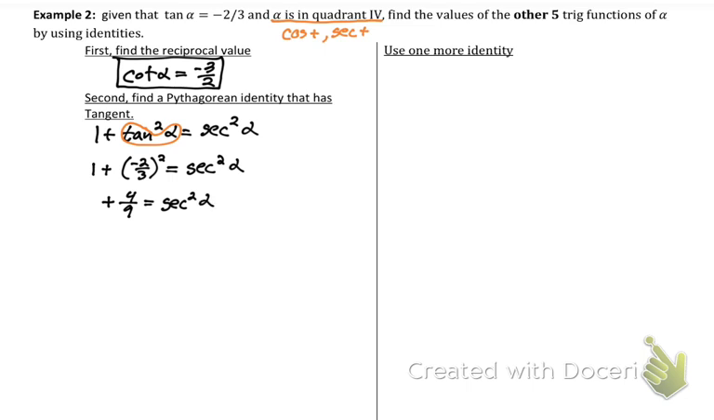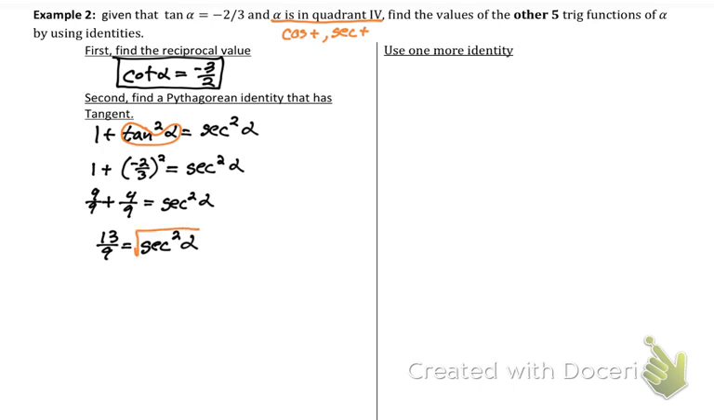Now the reason why I skipped 1 is because we need to change it so I can rapidly add these. So instead of 1, I'm going to replace 1 with 9 over 9. It's still 1, but I can now do that addition really quick. So now we have a common denominator of 9, which means we just add our numerators. So we're going to have 13 over 9 equals secant squared alpha.